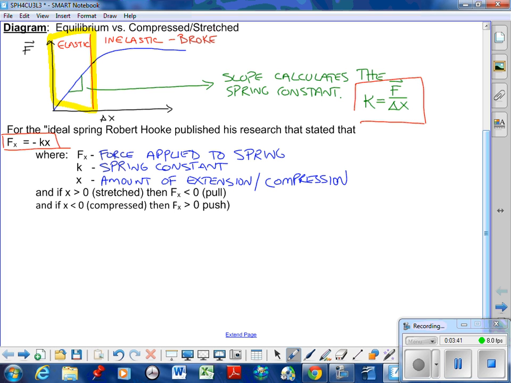Below there I've got that already typed up for you. If x is greater than 0, that means you're stretching it, then the spring force wants to pull it back together. So that's why it's a negative value. So force is negative in that case. If you are squashing the spring, then force wants to push against you, and we assume push is a positive value. So if it's pulling, it's a negative value. If it's pushing, we have a positive value. So there we are.